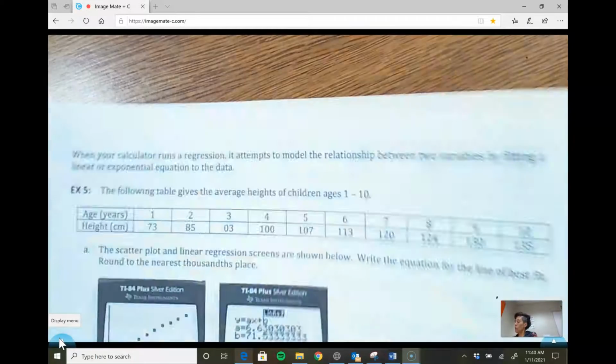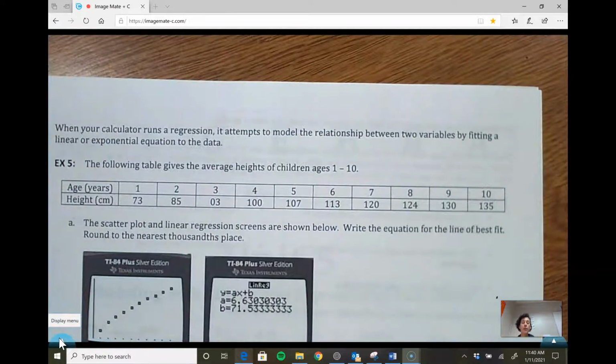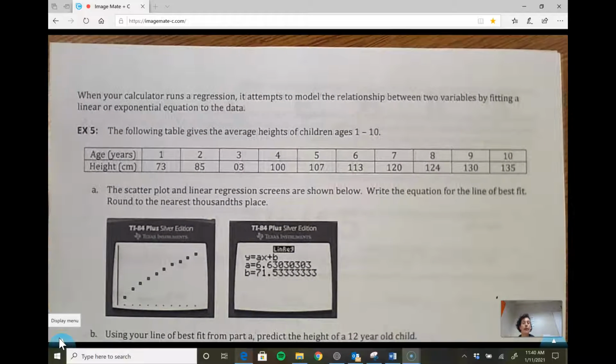When your calculator runs a regression, it attempts to model the relationship between the two variables by fitting either a linear or an exponential equation to the data. What we're not going to do is actually have the calculator do that. We're just going to show you what the calculator would do. That's the big difference between my Chapter 5 and how we've changed Chapter 5. We would actually go through all of that with the calculator. It's not to say that we won't, but right now we're just going to look at the data.